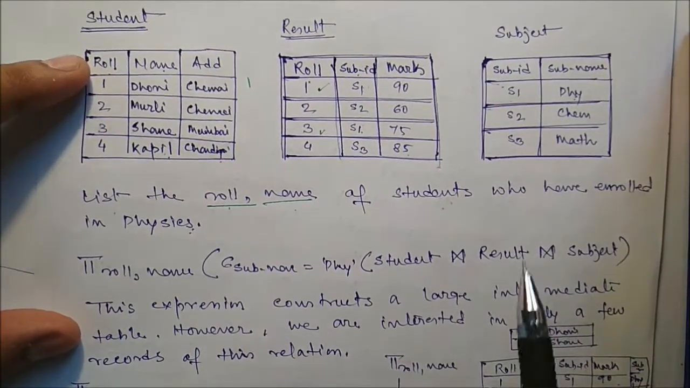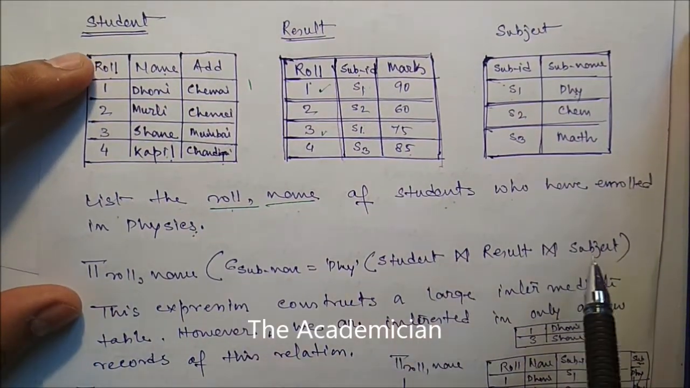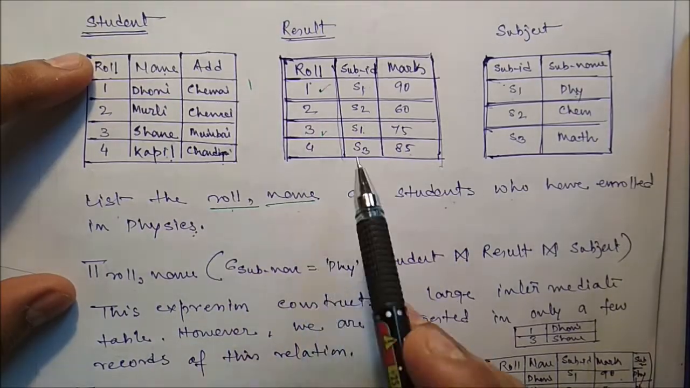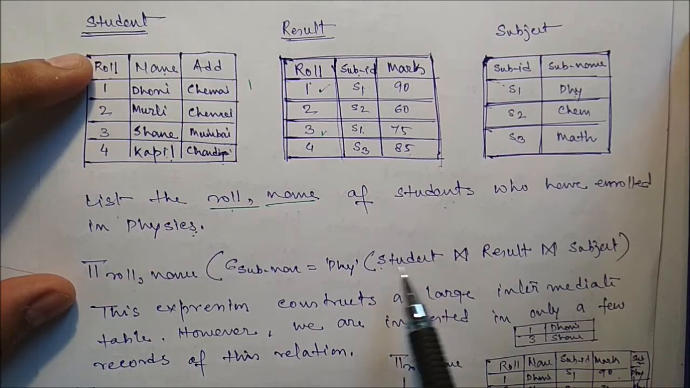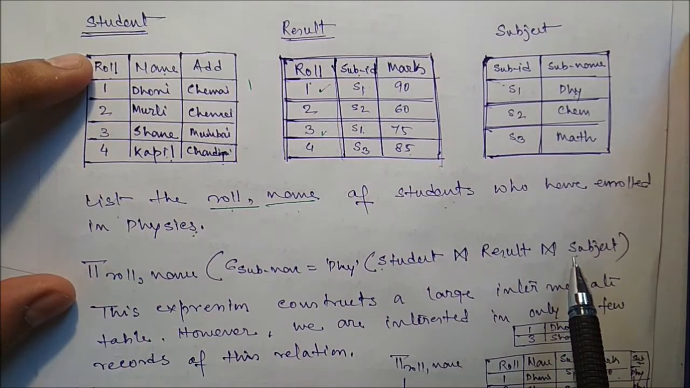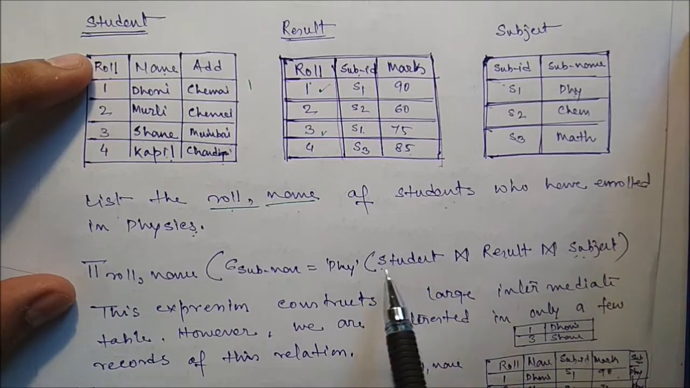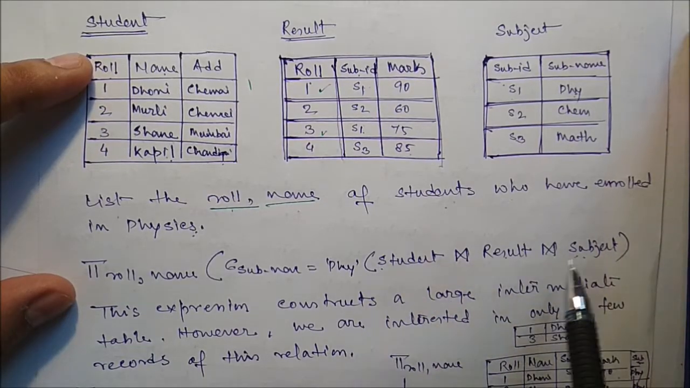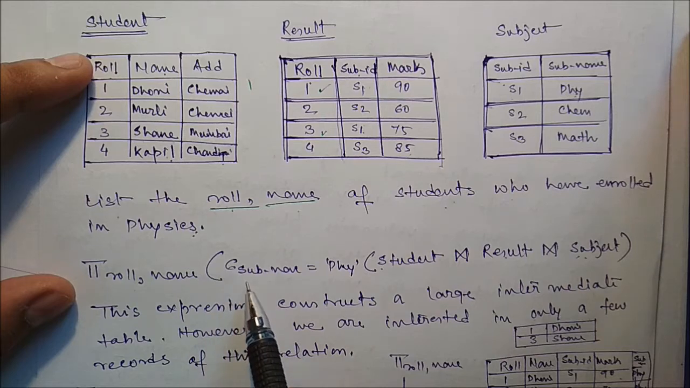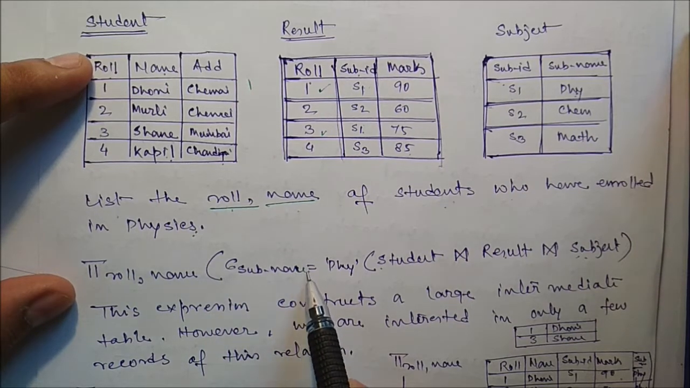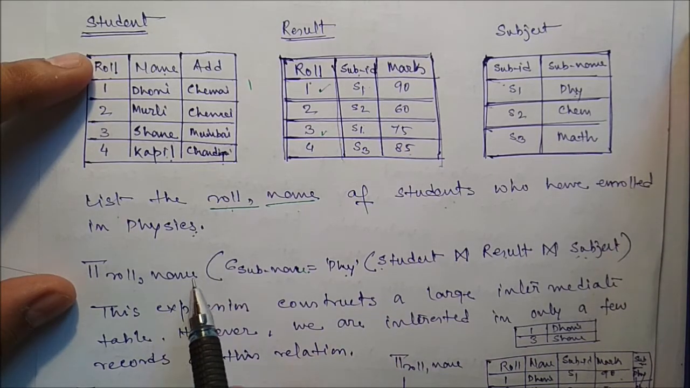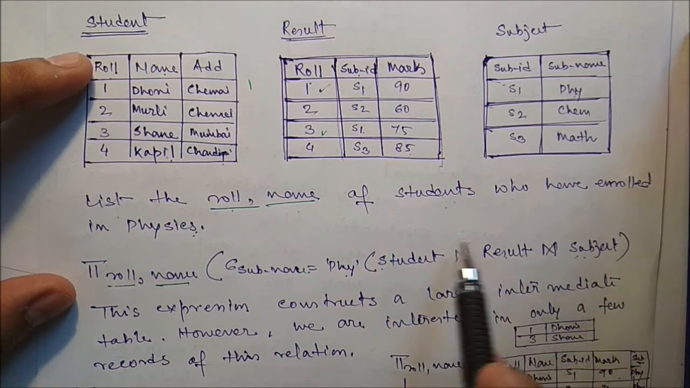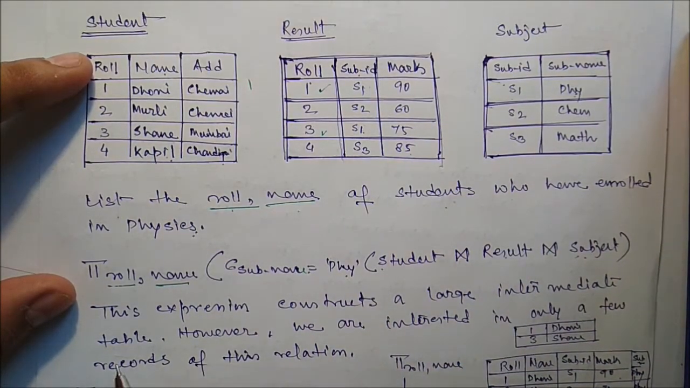Now how to solve it? This is our initial effort. First of all we merge these three tables: student join result join subject. After merging, it will create one intermediate result. From this intermediate result we select the rows where the subject name is physics, and from those rows we select only the roll number and name. So this expression constructs a large intermediate table.